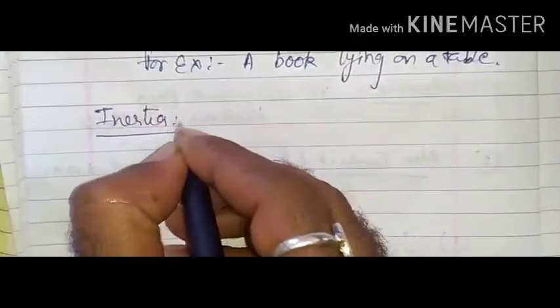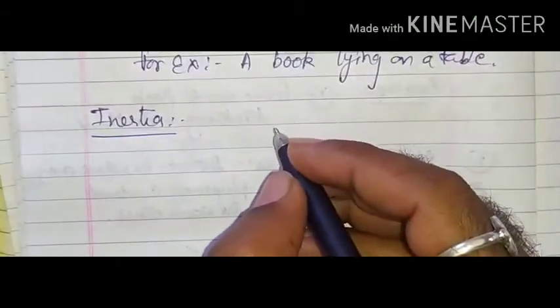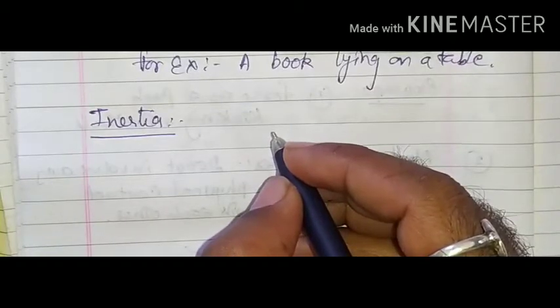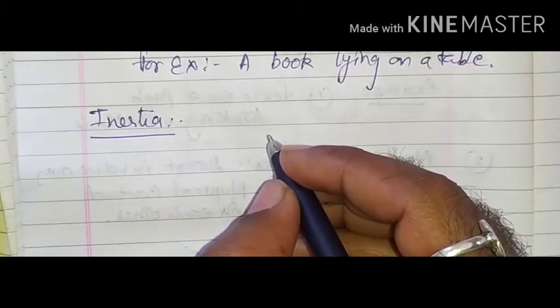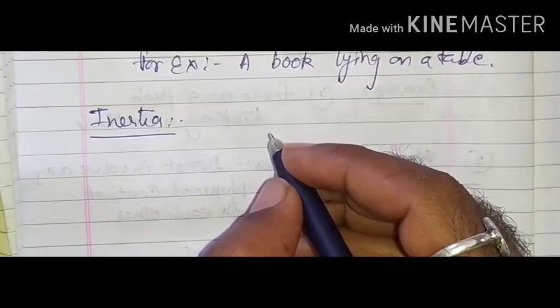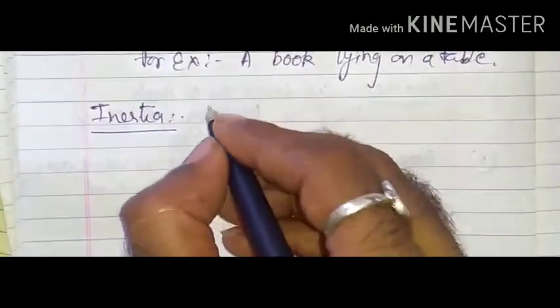Now next we will study inertia, a very important topic. What does inertia mean? See, we observe in our daily life that an object lying anywhere keeps on lying unless someone moves it. Chair, table, etc. A body at rest cannot start moving on its own, and a body in uniform motion cannot stop on its own.